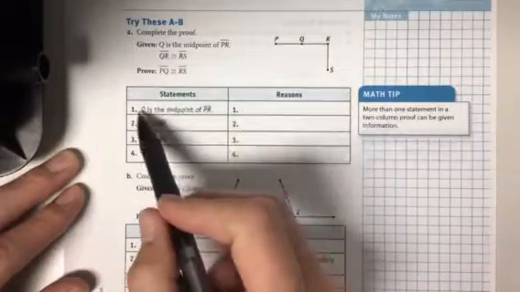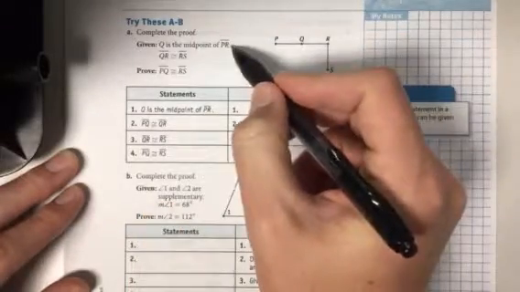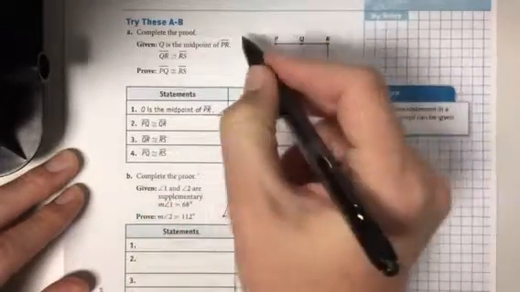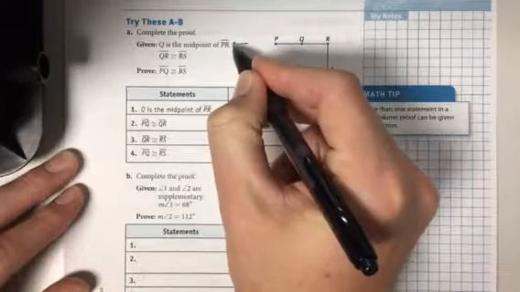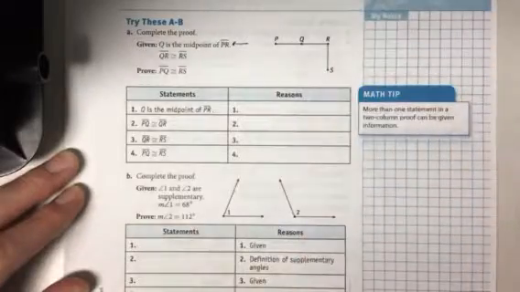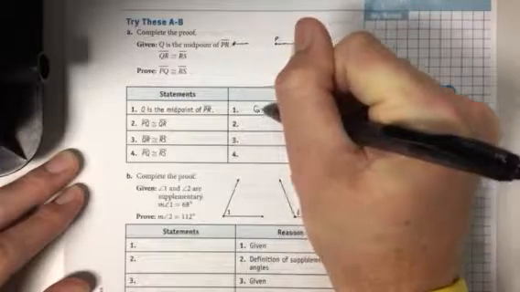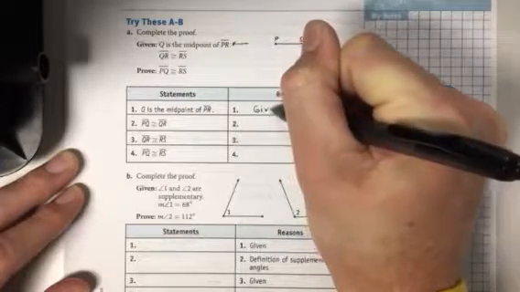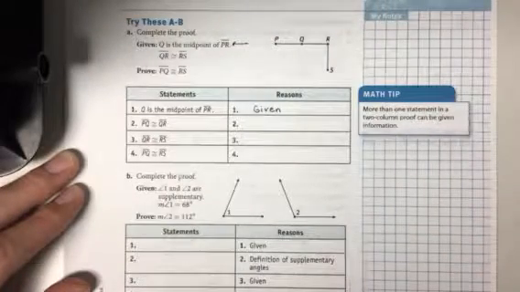So, if we check this statement out, Q is the midpoint of PR. I think that looks a little bit familiar, okay? Where does that come from? Comes from our given information, okay? Because again, we always start with our given information. So our reasoning then, what we would say is our reason is given. Okay? Because that information is given to us. All right, so we know that Q is the midpoint of PR.